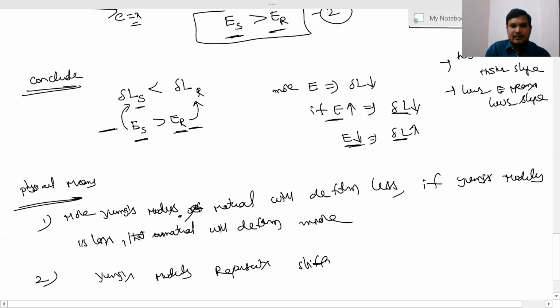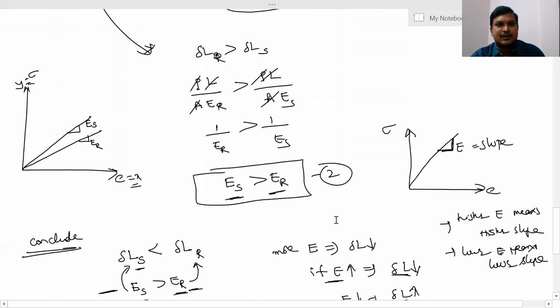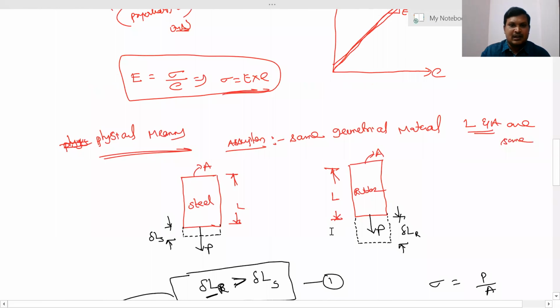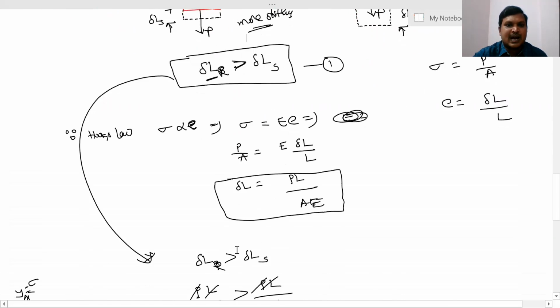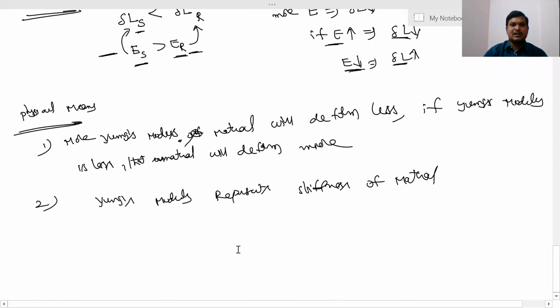And second, Young's modulus represents the stiffness of the material. By observing these diagrams, steel will deform less, which means it has more stiffness. This one has less stiffness. So the lesser the stiffness, the more the deformation. The more the stiffness, the lesser the deformation. That means the higher the Young's modulus. So Young's modulus represents the stiffness of the material.